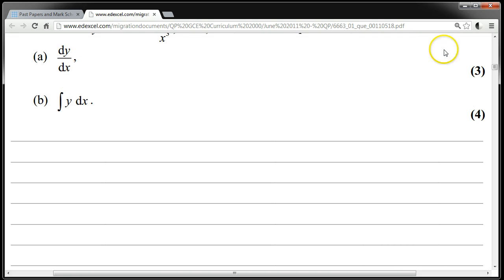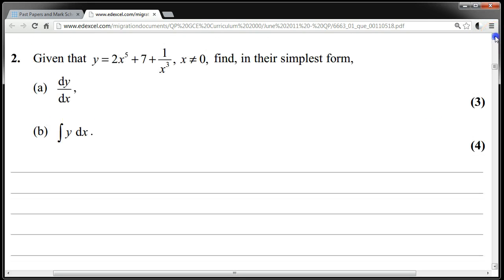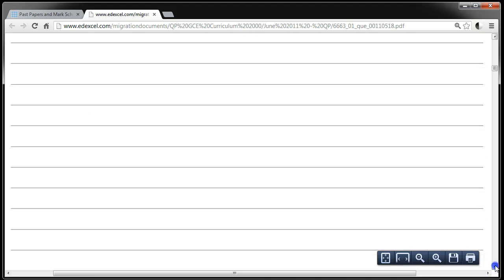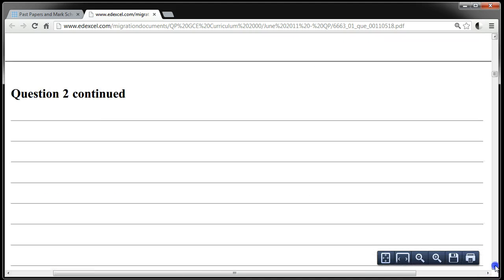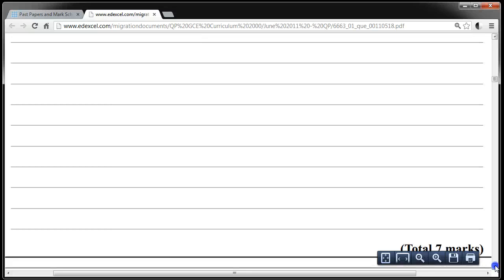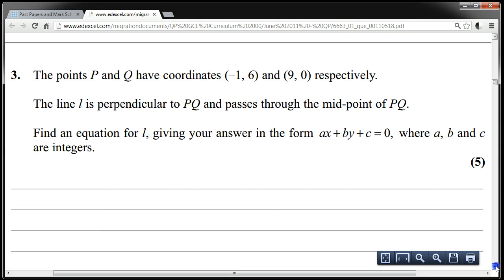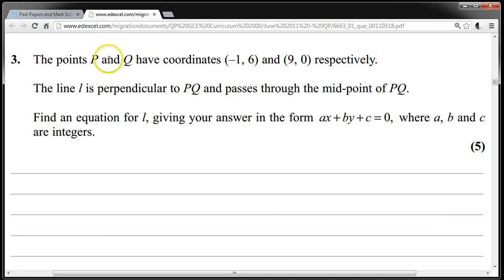Question 2 is on integration and differentiation of powers of x, which again is very straightforward and easy. 7 marks for this, which is nice to get under your belt. So question 2 is okay. No surprises there.